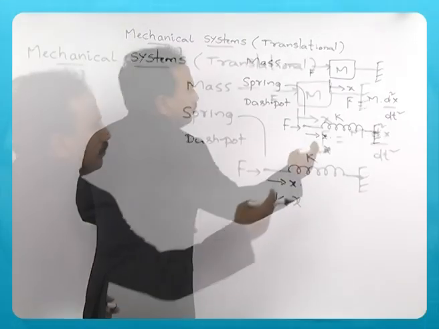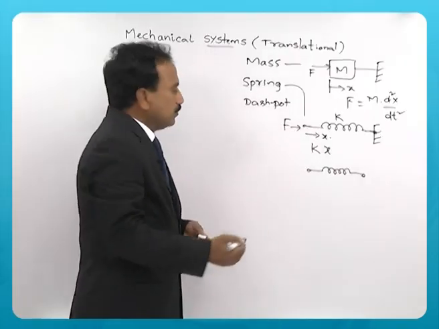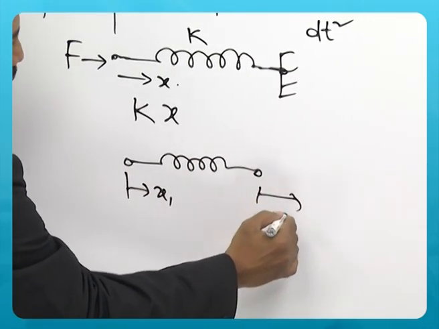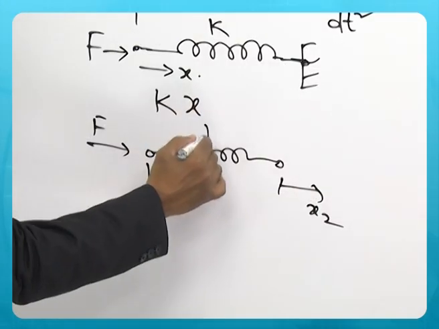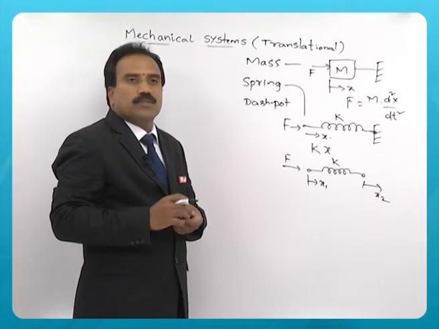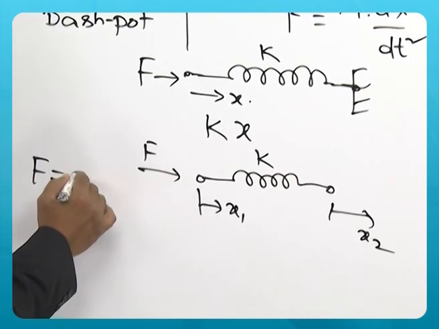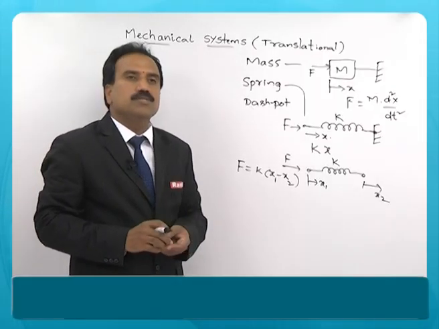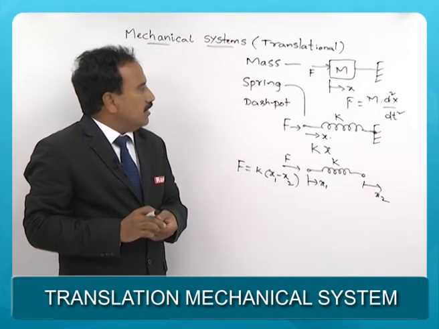Now, if the spring has two terminals subjected to different displacements, say x1 and x2, then when force F is applied on the spring, unlike the previous one where the other terminal is connected to the reference, here the opposing force due to the spring is k into x1 minus x2. This is the opposing force due to the spring in a mechanical translational system.